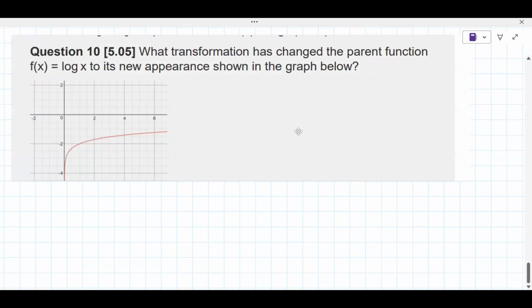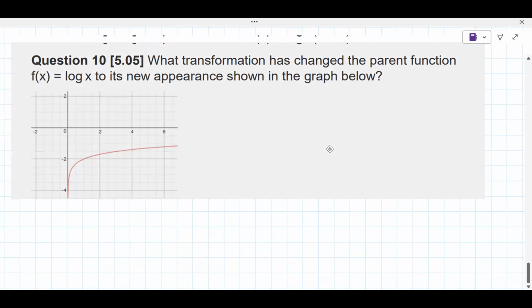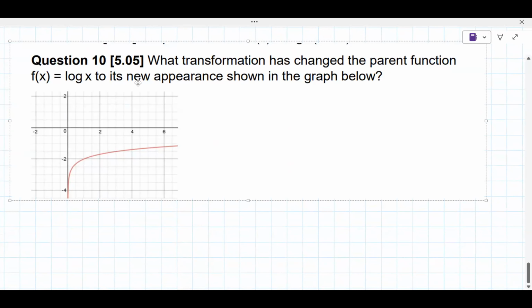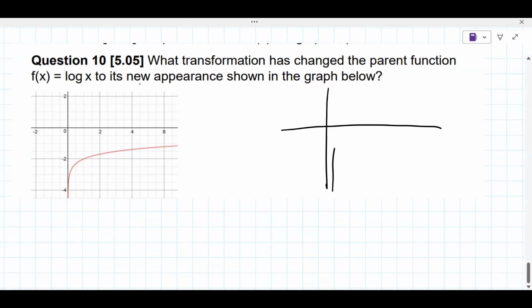Okay, here is question 10. Put that up in front of you. All right. So what transformation has changed the parent function to its new appearance in the graph? So what you have to know is, well, what is the parent function? The parent function is going like this.